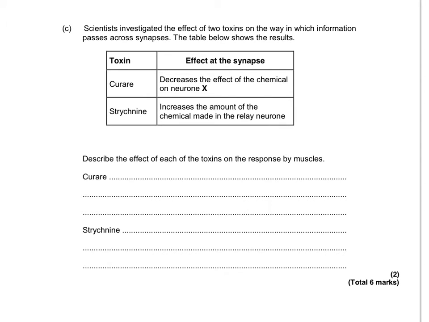For question 2c, you had to use the information in the table to help you answer this. Now this is a describe question, so effectively you're saying what you see, and it asks you to describe the effect of each toxin on the response by muscles. So for the first toxin, you had to say that that would result in a decrease in muscle contractions, and the second toxin, you had to say that that would increase the number of muscle contractions.